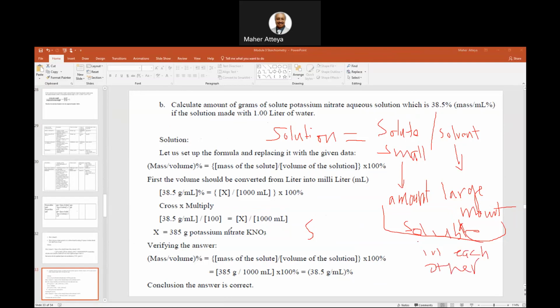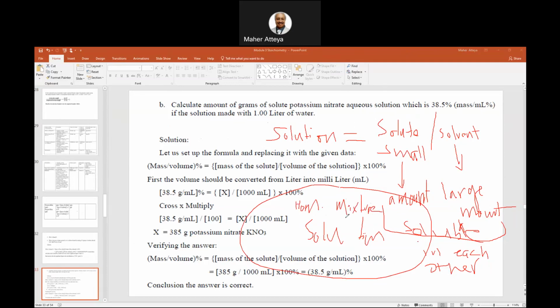So what is a solution? A solution is a homogeneous mixture. This is very important to define the solution. A solution is a mixture, and it's a homogeneous mixture, not heterogeneous. It's made of a solute and a solvent, which have to be soluble in each other.